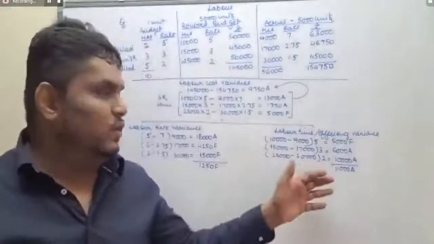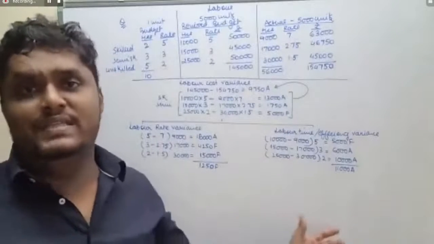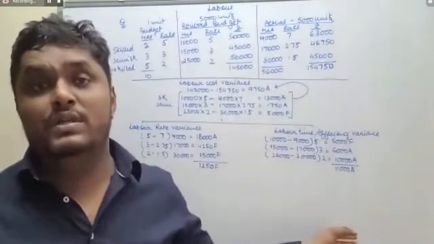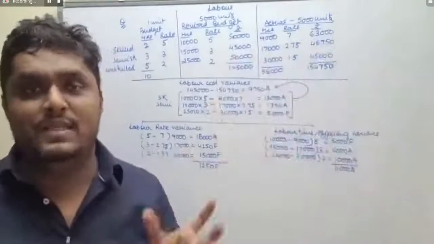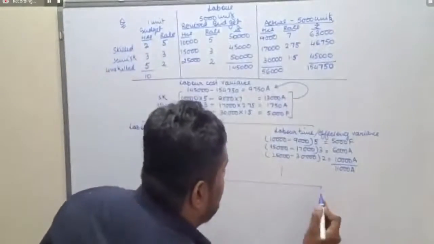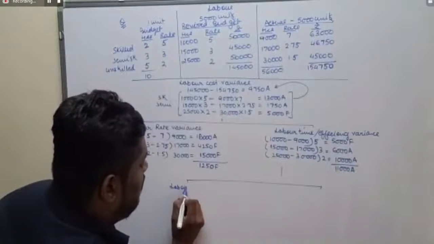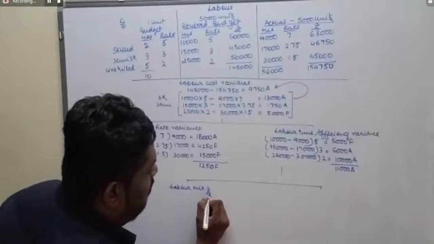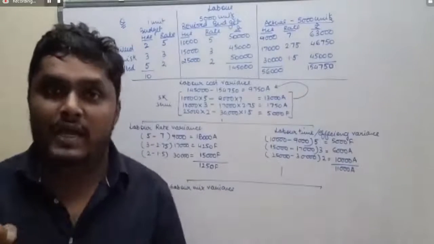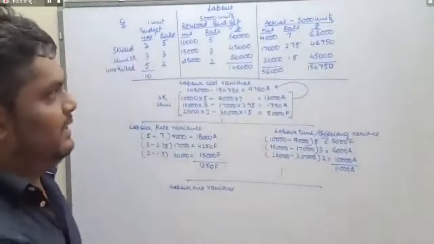Just like material, there were two elements involved. That is, it was material mix variance and material yield variance. That is the engineer and the person who is ultimately putting the raw material in the system and getting the final product. Similarly, again, labor can be further divided in two parts, wherein the first one is labor mix variance. Now guys, very important. Again, it's the copy paste of material.